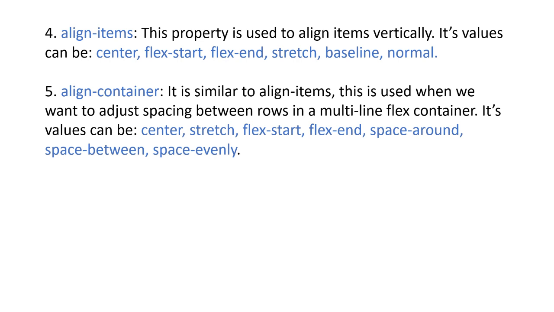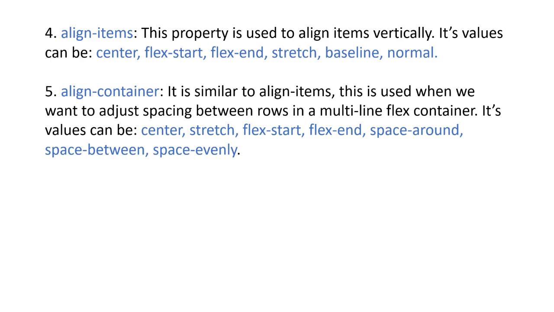5. Align content. It is similar to align items. This is used when we want to adjust spacing between rows in a multi-line Flex container. Its values can be center, stretch, flex start, flex end, space around, space between, space evenly.